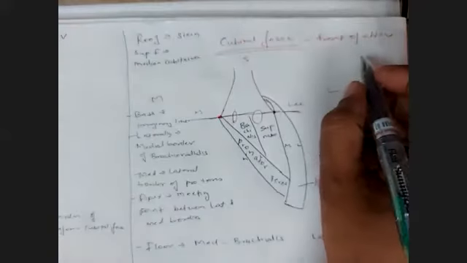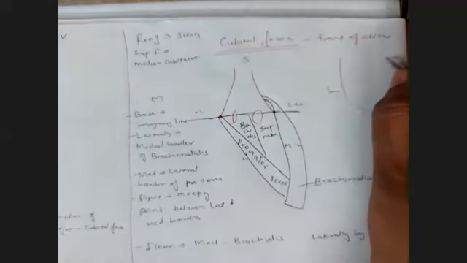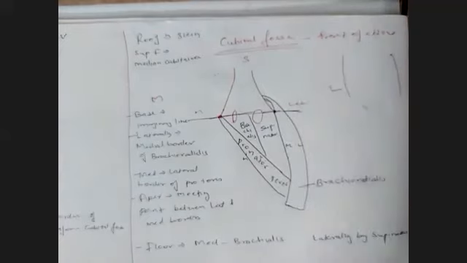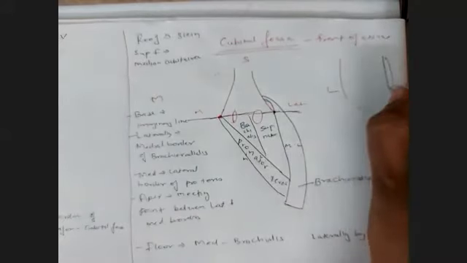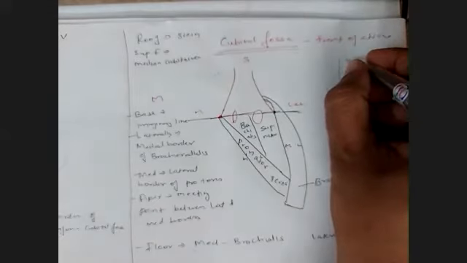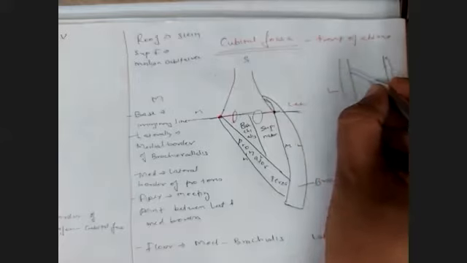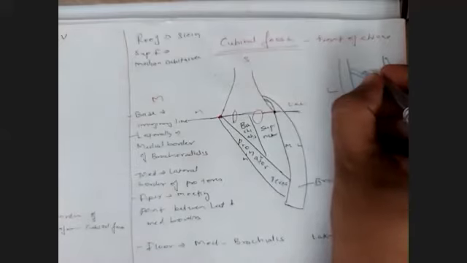Median cubital vein. When we look at the cubital fossa, there are two veins passing in the arm. The cephalic vein is here, and the basilic vein is here, and connecting them is the median cubital vein. What is the significance of this median cubital vein?